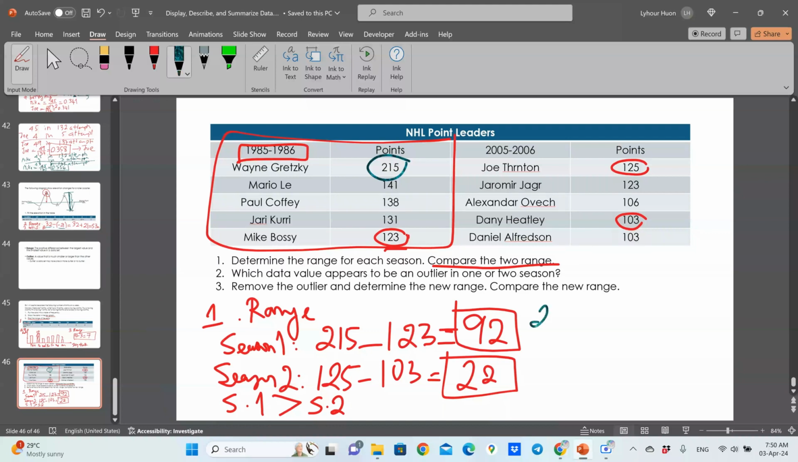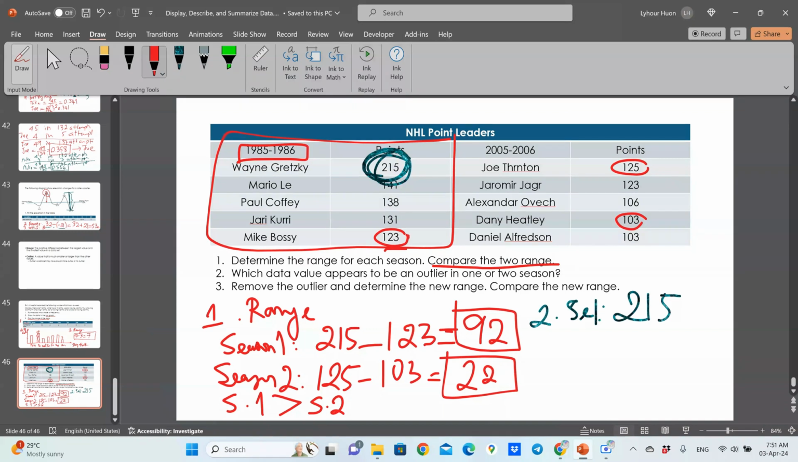Okay, number two, which data value appears to be an outlier? 215. So in season one, 215 is the outlier. Season two, no, there is no outlier, because the data values are quite similar to each other. So this one is an outlier in season one, and 215 is the outlier.